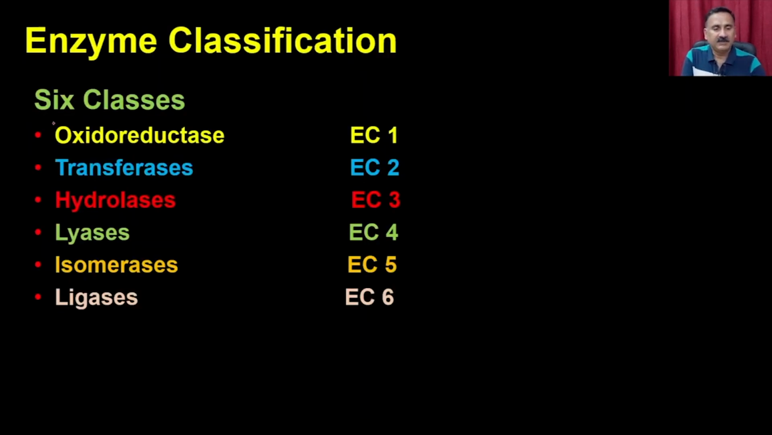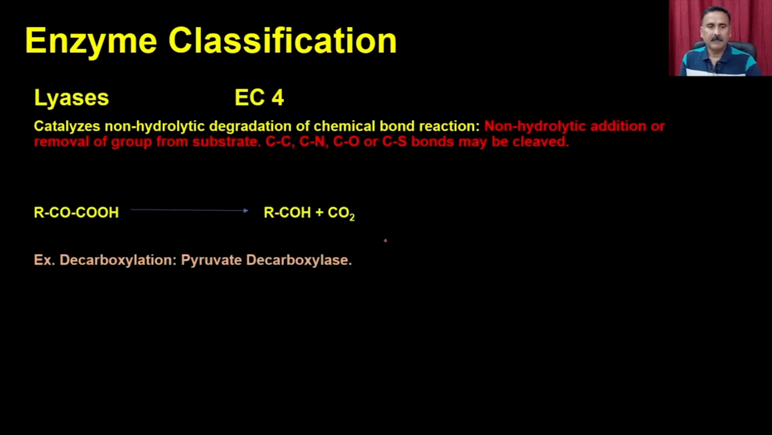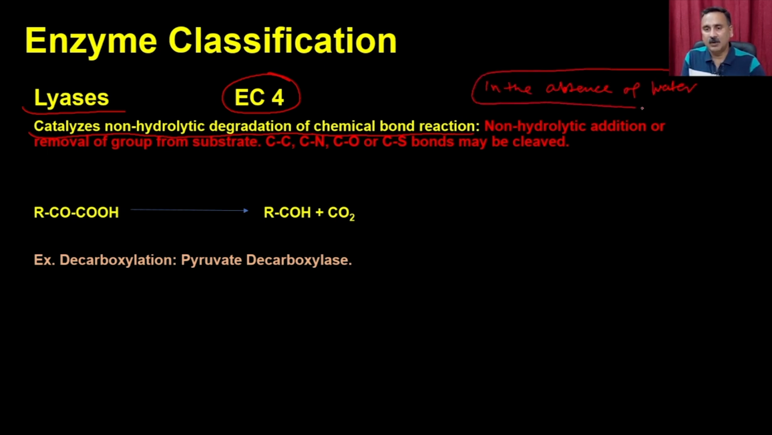So far we have discussed the oxidoreductases, the transferases, and the hydrolases, and now let's talk about the lyases, which belong to EC class 4. Lyases catalyze the non-hydrolytic degradation of a chemical bond, which means they do the same function as the hydrolases, but in the absence of water.